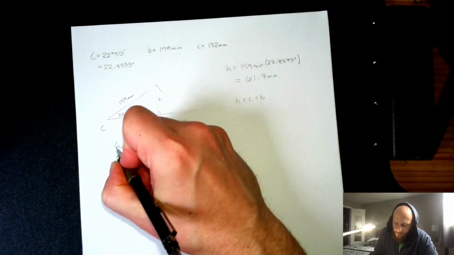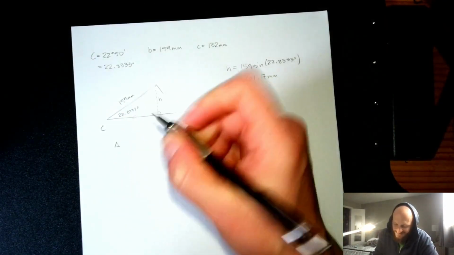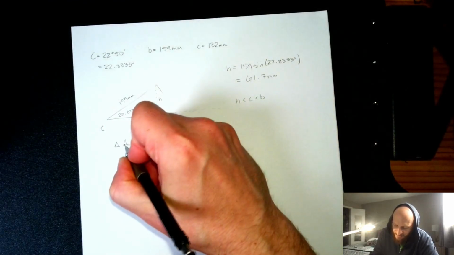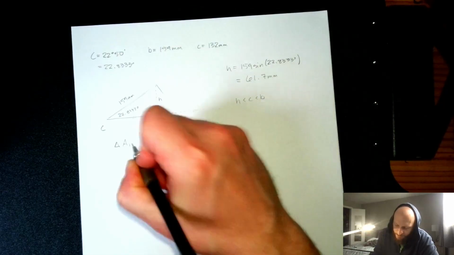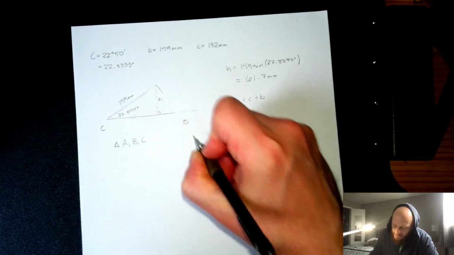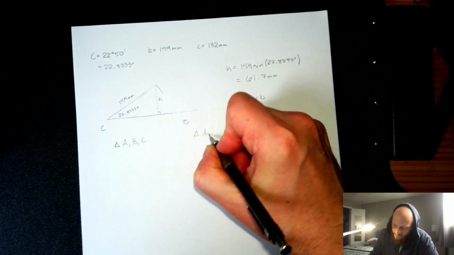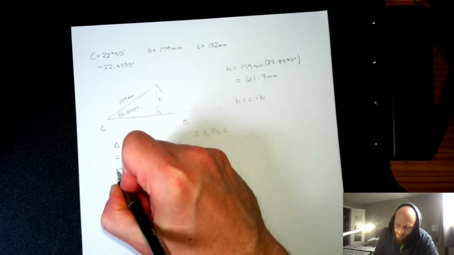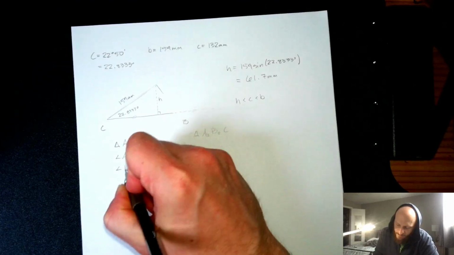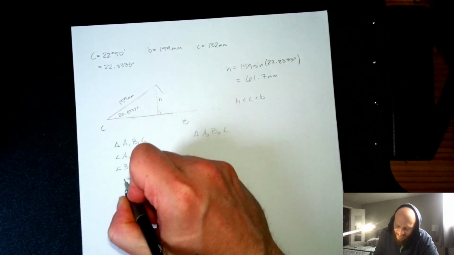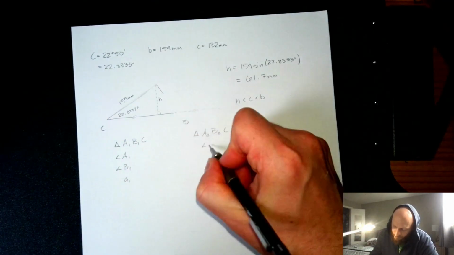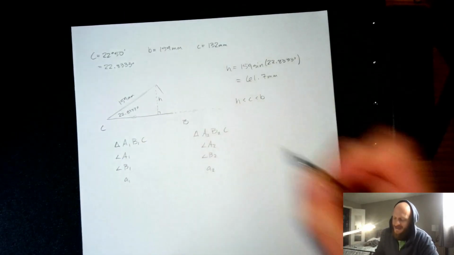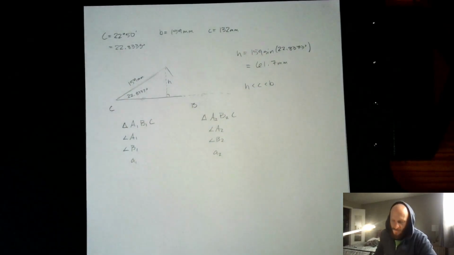So for this triangle, I'm still going to list it as A, B, C, but A is not fixed now, so A1, B1, C, and then also triangle A2, B2, C. So I need angle A1, I need angle B1, and I need side A1, angle A2, angle B2, side A2.